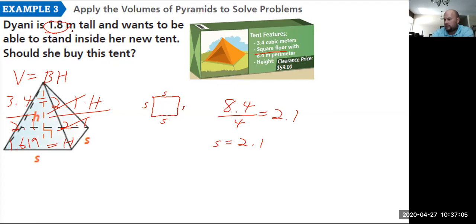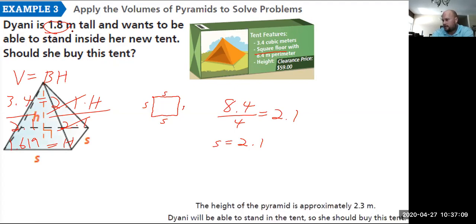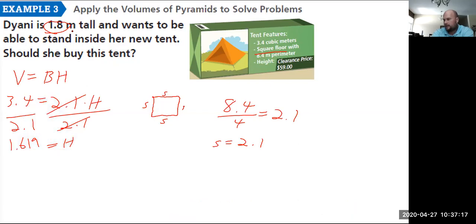Hold on, let's see what they, oh, sorry, there's my image. I forgot I had drawn that in there. It says she could stand. Let's go back and check the work real fast. Does anybody see a mistake that I am missing?